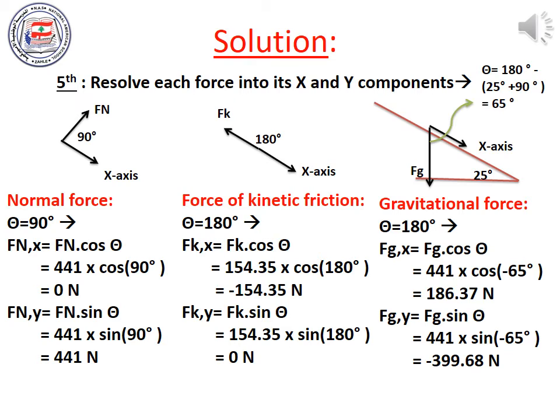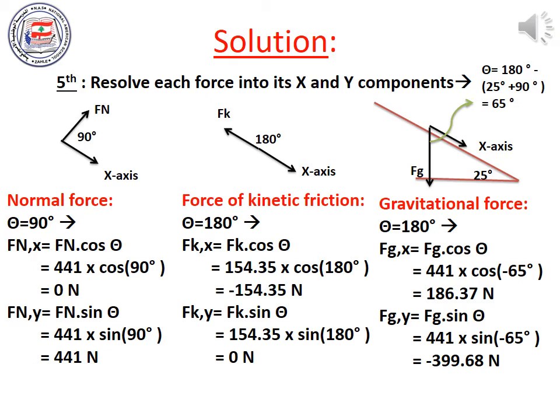Now, for the force of kinetic friction, the force of kinetic friction is parallel to the x-axis and in the opposite direction. So the angle between them is 180 degrees. So the x component of the kinetic friction is equal to the magnitude of the force times cosine 180, equal to negative 154.35 newtons, because it is on the negative side of the x-axis. And the y component is equal to the magnitude of the force times sine 180. It's equal to 0 newtons because all the force is on the x-axis and none of it is on the y-axis. However, for gravitational force, it has both x and y components.